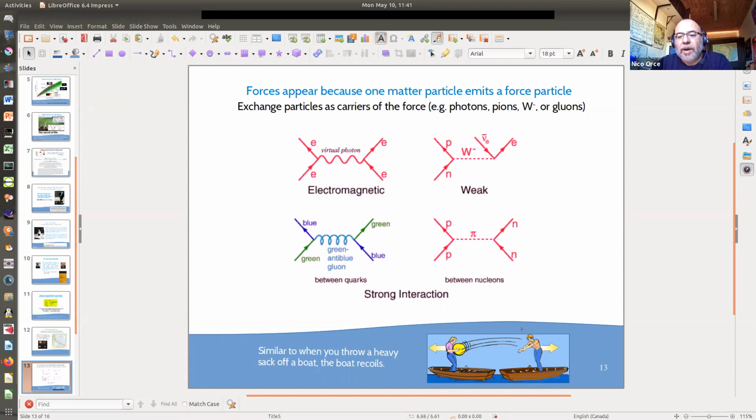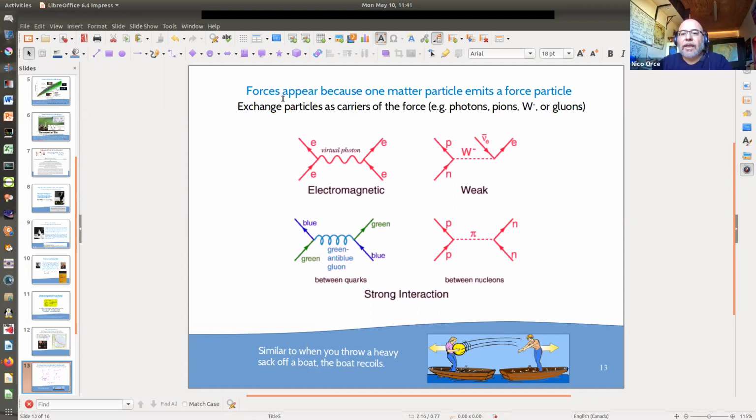You have the exchange of a particle which describes the force. So forces appear because one matter particle emits a force particle. So these exchange particles are carriers of the force. And for instance, we have photons, pions, W bosons, or gluons as part of these exchange particles. Electrons interact with each other, or protons interact with each other, through the electromagnetic force, and then there's always a virtual photon which is being emitted.